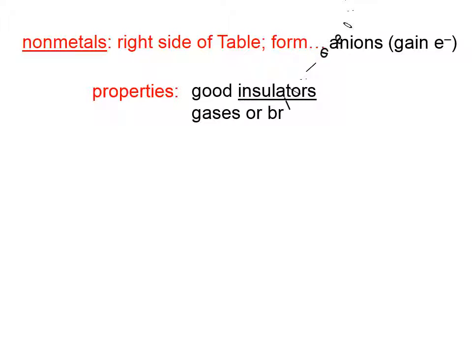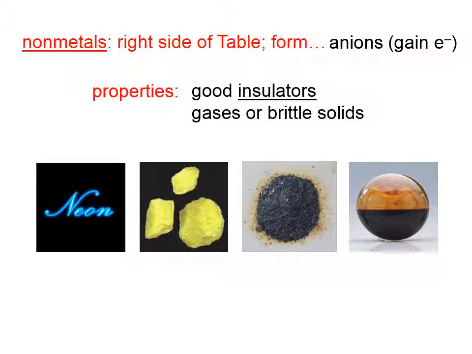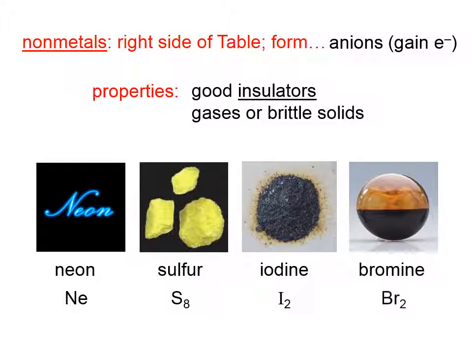A couple of the distinctive properties of nonmetals: for one thing, they tend to be good insulators, whereas metals are good conductors. Whereas most metals are solids at room temperature, nonmetals could be gases generally, or they often tend to be brittle solids as well, although there is one liquid at room temperature, and that would be bromine, and there's a picture of bromine here in the lower right corner of the screen.